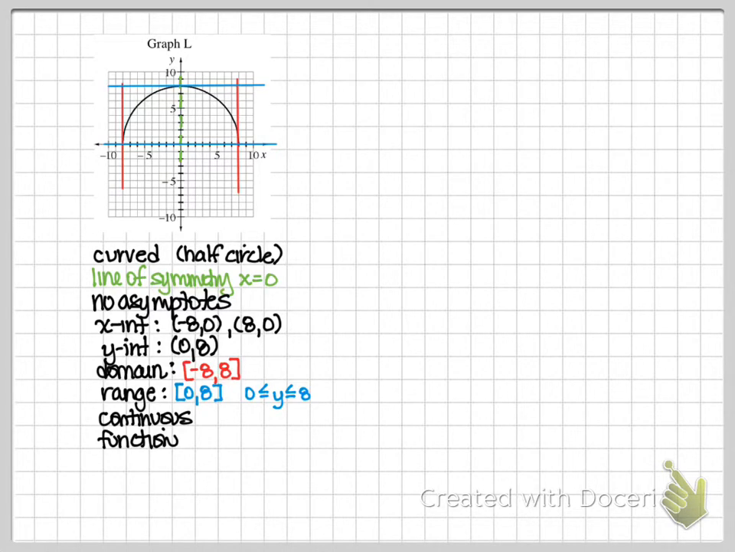So if we do your domain, this would have been -8 on the left-hand side, +8 on the right-hand side. X is the variable, opening to the right.